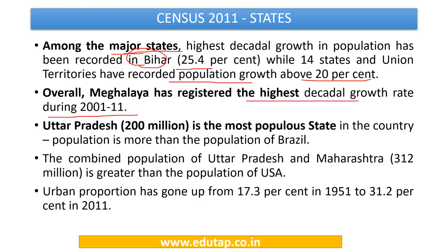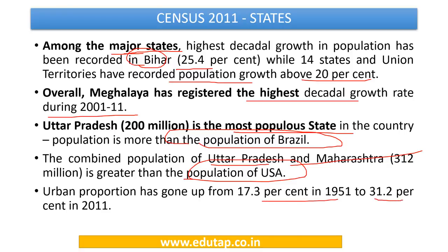Uttar Pradesh is the most populous state in the country. This is very important. The population of Uttar Pradesh is even more than the population of Brazil. The combined population of Uttar Pradesh and Maharashtra is greater than the population of USA. So you can see how much population India has, and how much these two states, Uttar Pradesh and Maharashtra, alone have. Further, the urban population proportion has gone up from 17.3% in 1951 to around 31.2% in 2011. So more and more people are shifting to urban areas.